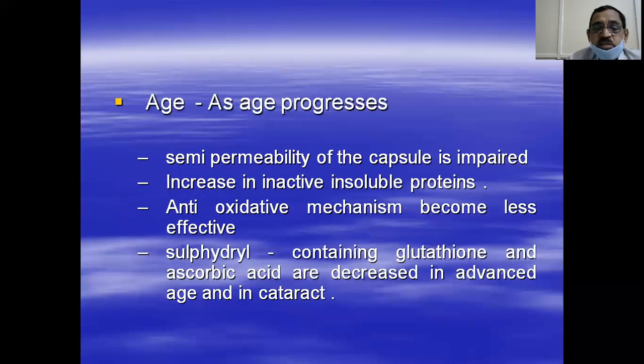As age progresses, there are certain changes which occur in the lens. One is the semi-permeability of the capsule is impaired. So that causes the problem and influx of water logging, and also the cataract formation. Increase in inactive insoluble proteins will be there, and antioxidative mechanisms which are normally present in the lens become less effective. And sulfhydryl containing glutathione and ascorbic acid are decreased in advanced age group and also in the cataract.